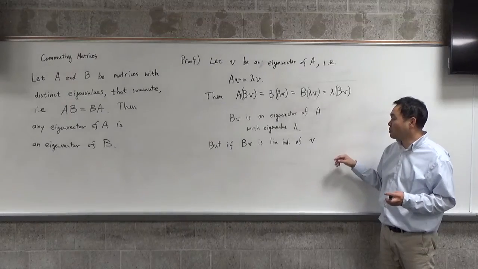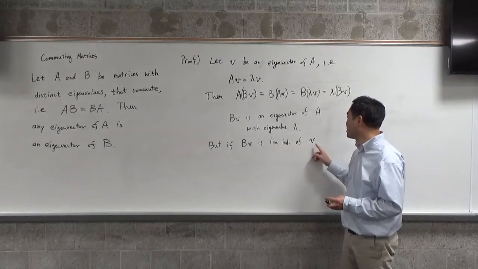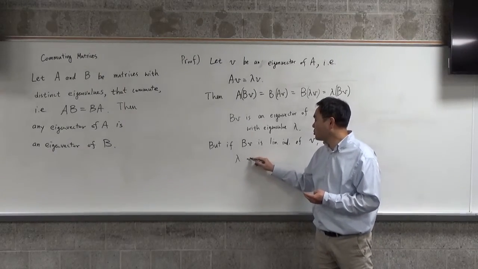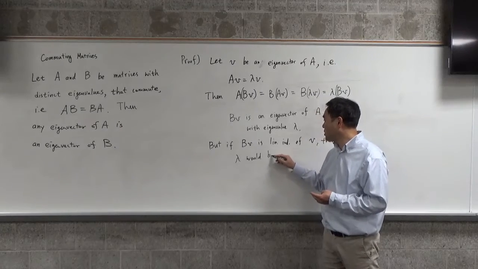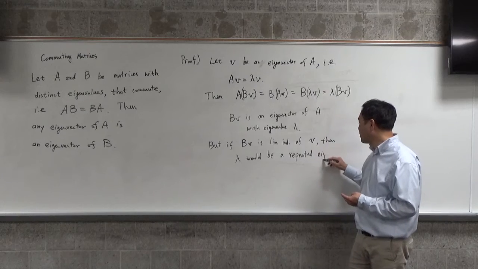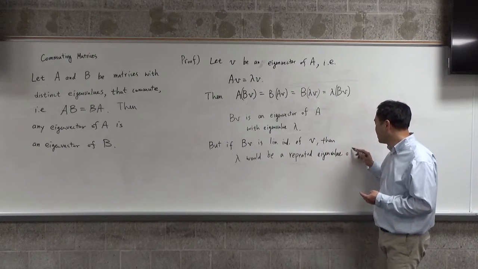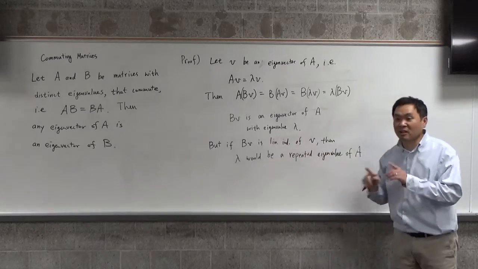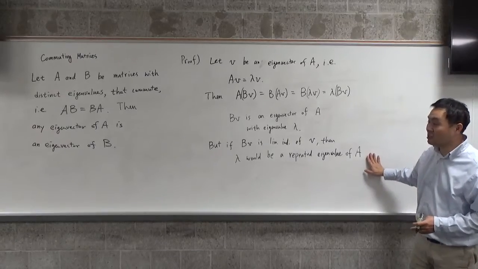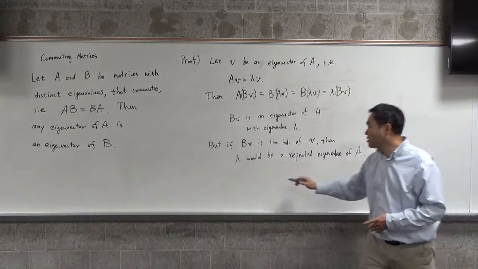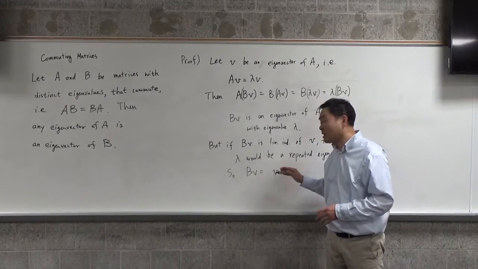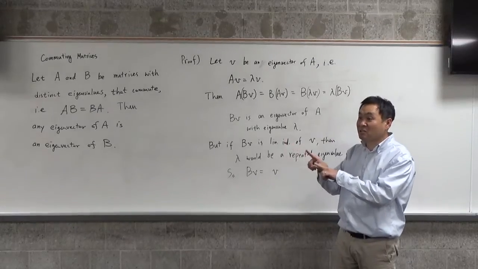But what I'm trying to say is that if BV is linearly independent of V, then lambda would be a repeated eigenvalue of A, because you have two distinct eigenvectors pointing in different directions with the same lambda, which would be a contradiction. Therefore, BV must be some multiple of V. They have to be pointing in the same direction. They have to be linearly dependent.